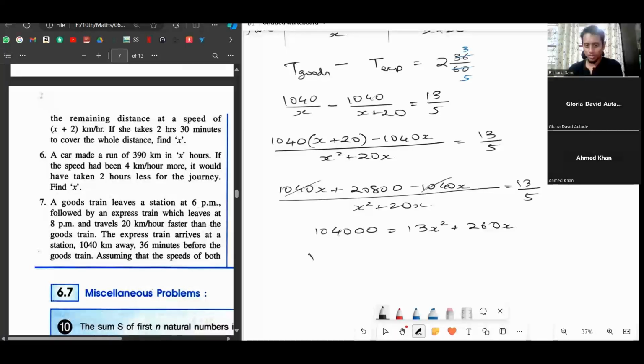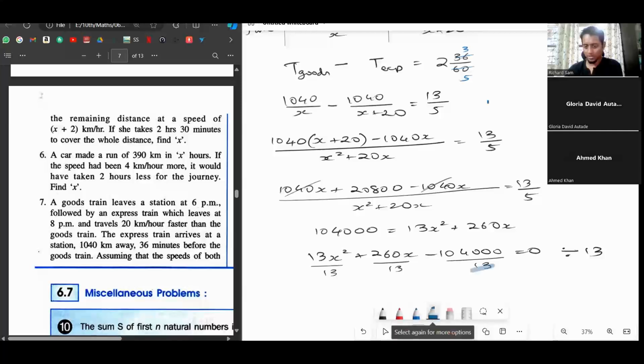So this is the quadratic equation I'm getting. 13x square plus 260x minus 104000 equal to 0. Now, I'm hoping and probably sure that this whole equation can be divided by 13 because see 13 is here, 26 is here, and this also should be. Okay, so let's try that. So divide everything with 13.